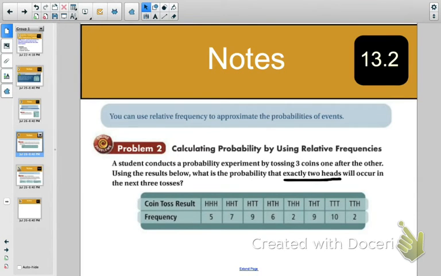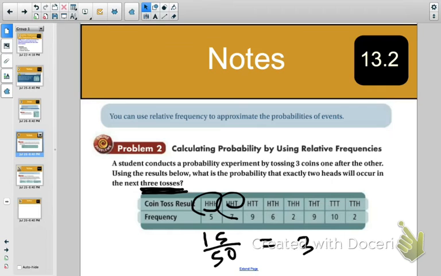Okay, so exactly 2. So if we count how many have exactly 2, that would be this, and this, and this one. Tails, heads. Okay, so that would be 7 plus 6 is 13, plus 2 is 15. Out of the total, which is 50, so that would be 30%, or 0.3. Okay, and this 3 right here where it says next 3 tosses, that's just because they're tossing 3 coins, so that doesn't really play into our probability there.